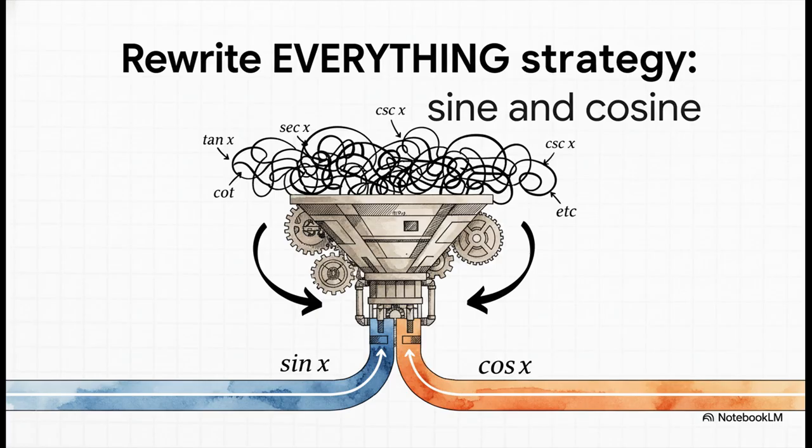Seriously, that's it. Think of sine and cosine as the foundational building blocks, the DNA of trigonometry. All the other functions, tangent, secant, all of them, are just different ways to combine these two. If you can master this one move, you're already most of the way to the solution.